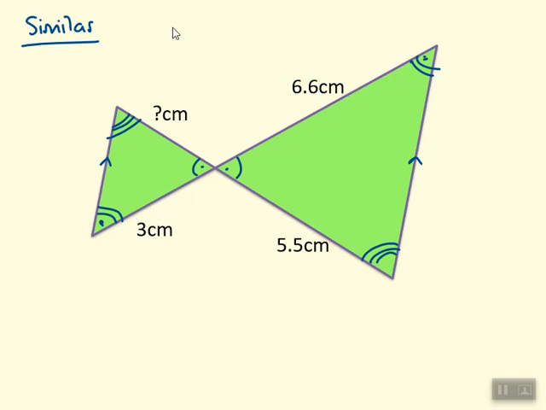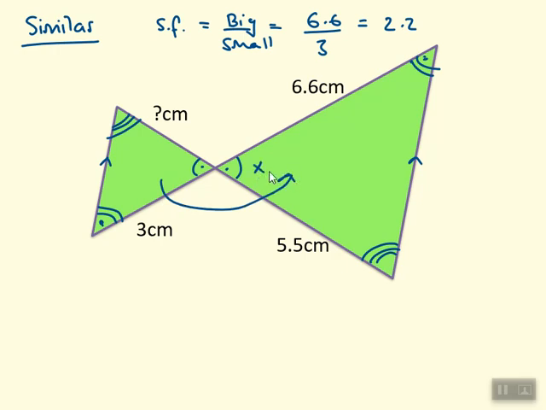So the scale factor, I'm going to abbreviate to SF, is going to be the big divided by the small. And that's equal to 6.6, which is the bigger one, divided by 3. So that's 2.2. Okay, so to get from the small triangle to the big triangle, you have to multiply by 2.2. So to go the other way, you have to divide by 2.2.